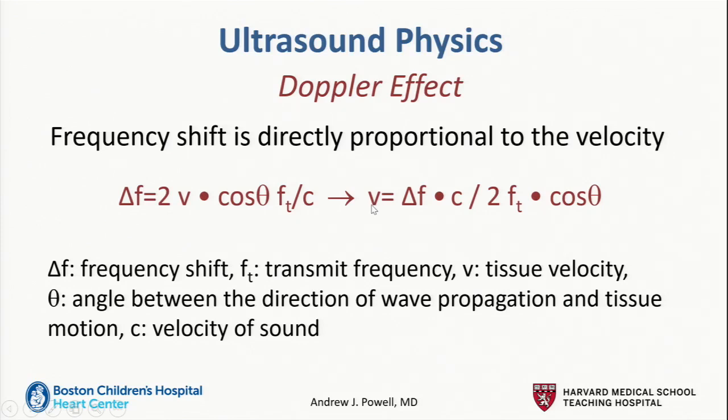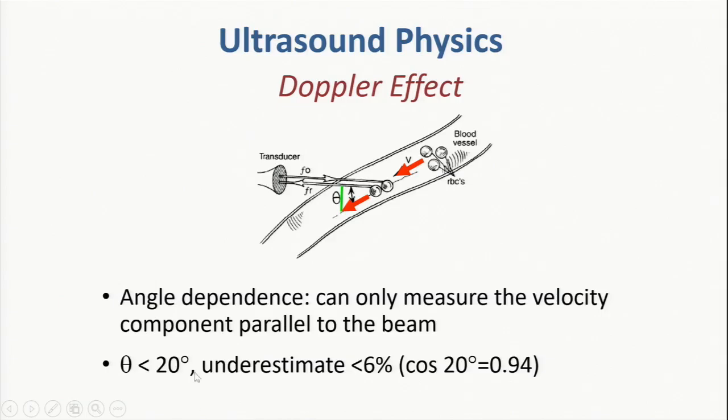So what this tells us is that the velocity we measure is going to depend on the change in the frequency. That's that Doppler principle. And the other thing it's going to depend on is the cosine of this angle. And this angle here is the angle between the direction of the wave propagation and tissue motion. So let me show you that a little better in a diagram here.